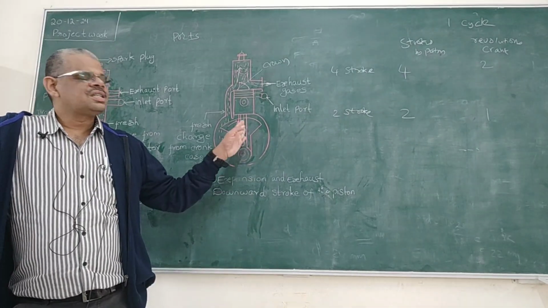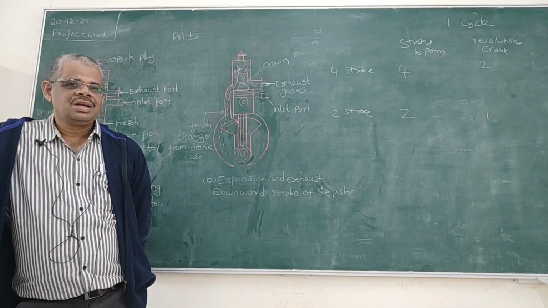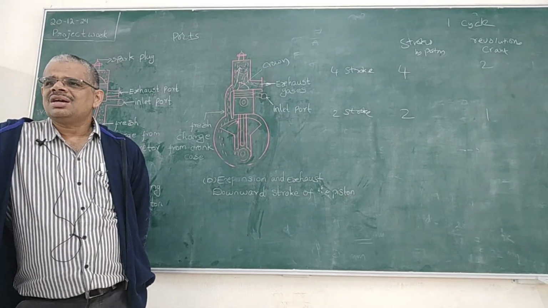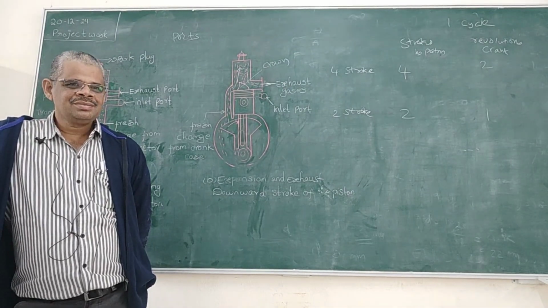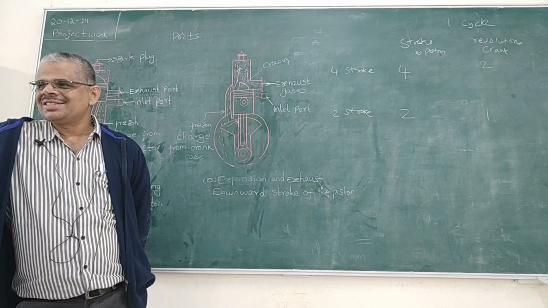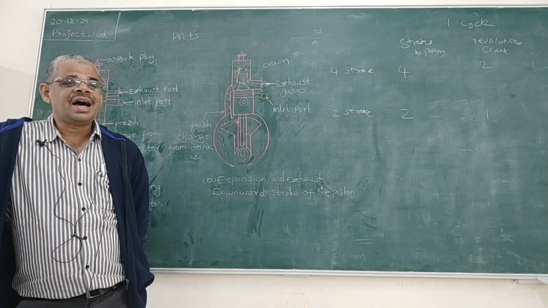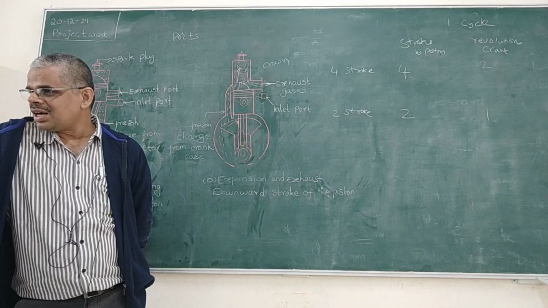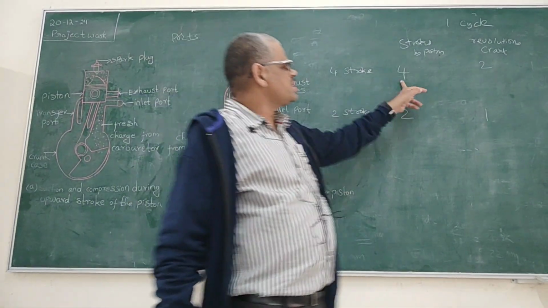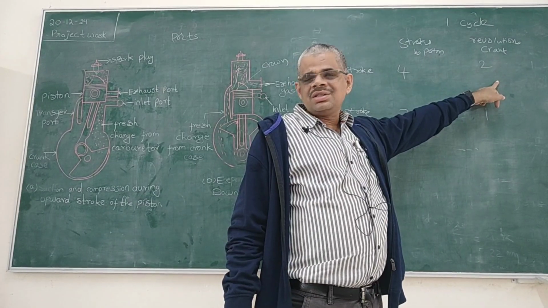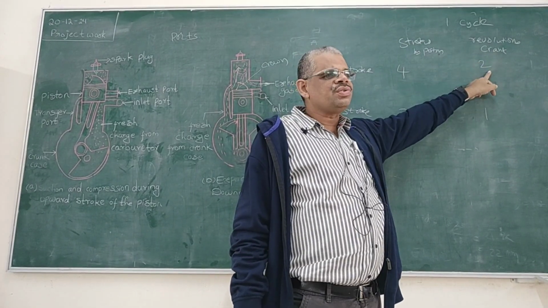Okay, so that is another problem with this 2-stroke engine. But you are saying, I am saying only the problems. Are there any advantages? If so, what are the advantages? The power developed by a 2-stroke engine is higher than that of a 4-stroke engine. Because in case of a 4-stroke engine, for every 4 strokes, crank makes 2 revolutions.